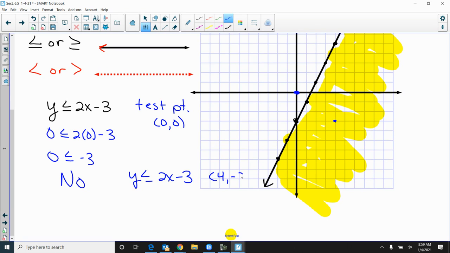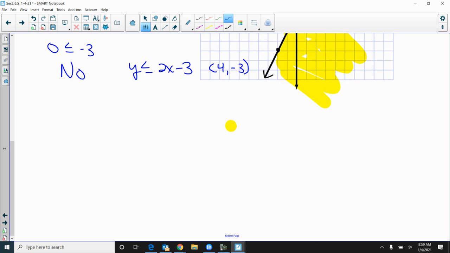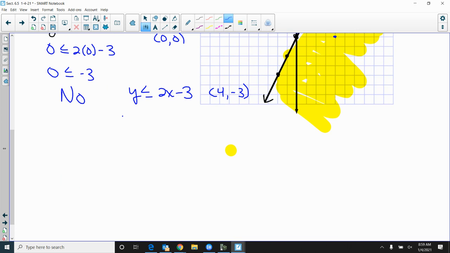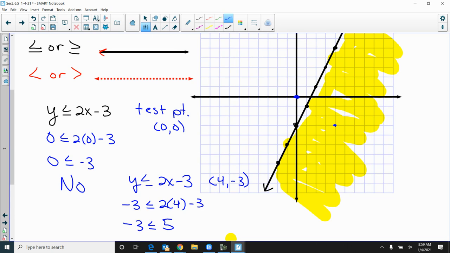Now I just want to double check here and make sure we understand what's going on. So negative 3 goes in for y. 4 goes in for x. It says negative 3 is less than or equal to 8 minus 3, which is 5. Is negative 3 less than or equal to 5? Yes.